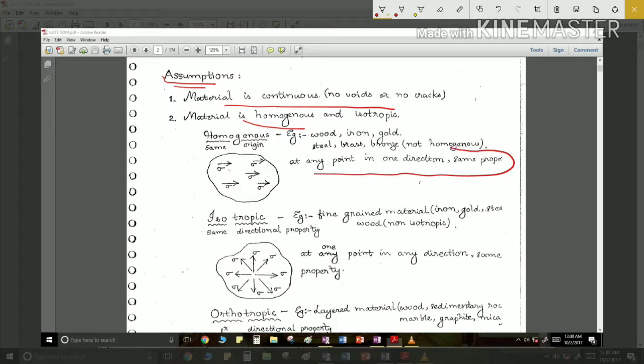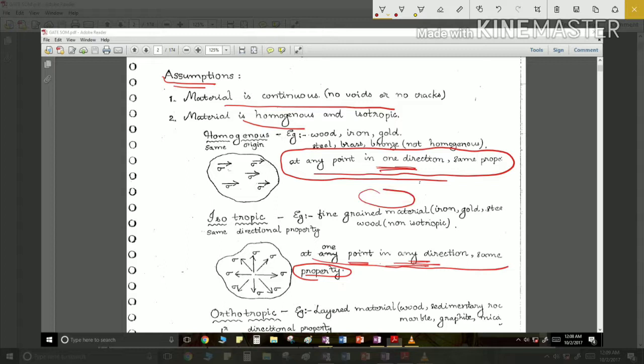The material is continuous, we already finished that. The material is homogeneous, meaning at any point it has the same properties because it is made up of the same material. The type of material defines this property. If the material at any point is made up of the same material, it will automatically exhibit the same property at any point. That is homogeneous. Isotropic is defined as the same property at any point in any direction, whereas homogeneous means only in one direction.